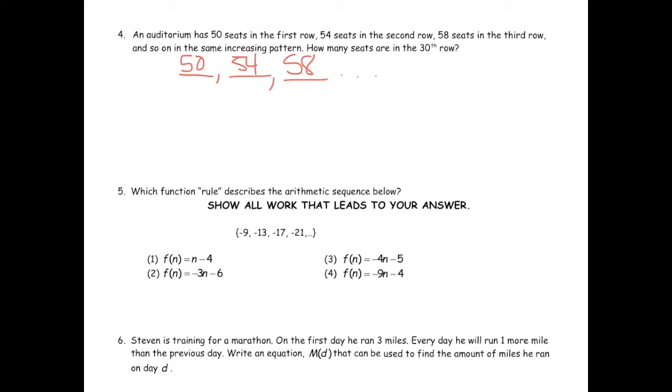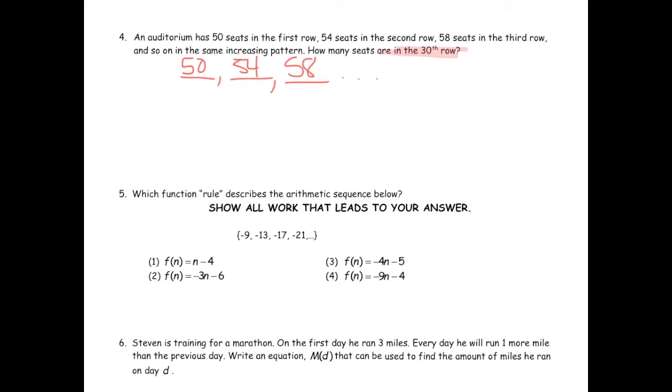Okay, so from this, I want to know the number of seats in row 30. So I'm looking for a sub 30. So that means n is going to be equal to 30. a sub 1 is equal to 50. And a common difference. What are we increasing by each time? Each row has an additional 4 seats. So we have positive 4. So you're going to plug it all into the formula.